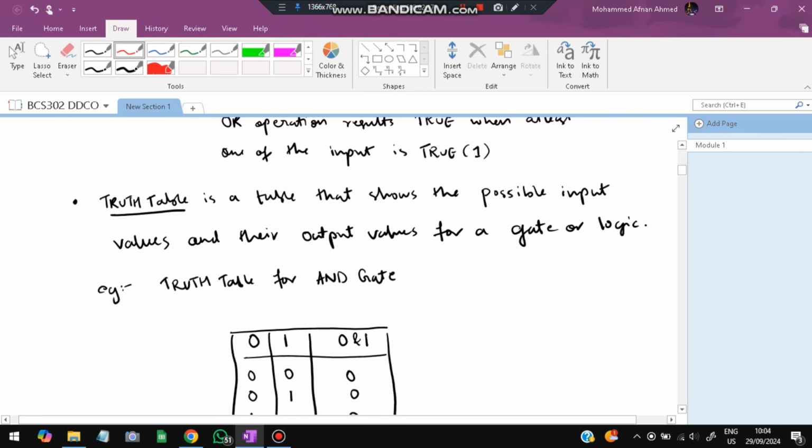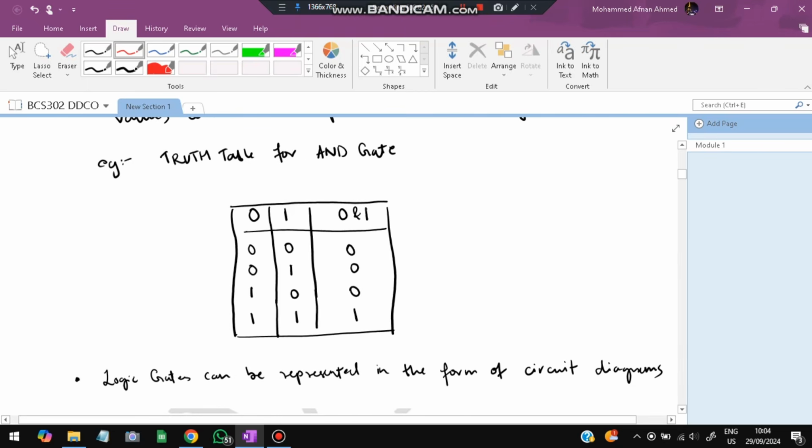Now, what is a truth table? A truth table is a table that shows the possible input values and their output values for the gate or logic. For example, the truth table for the AND gate. We'll first have 0, 1, 0 and 1. If I put 0 here and 0 here, the value is 0. For 1 also the value is 0. If both are 0, then it will be 0 itself. I can make it in a better way.